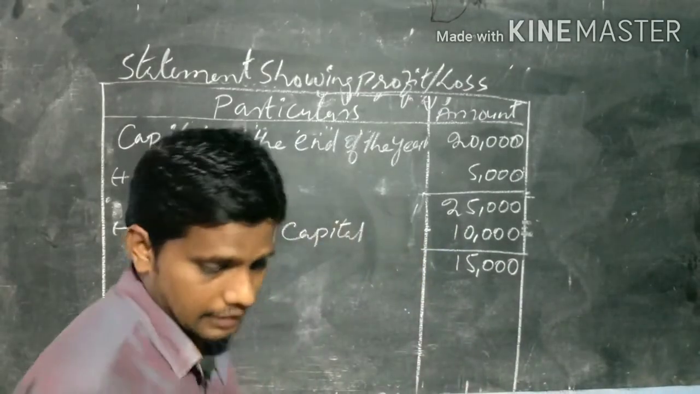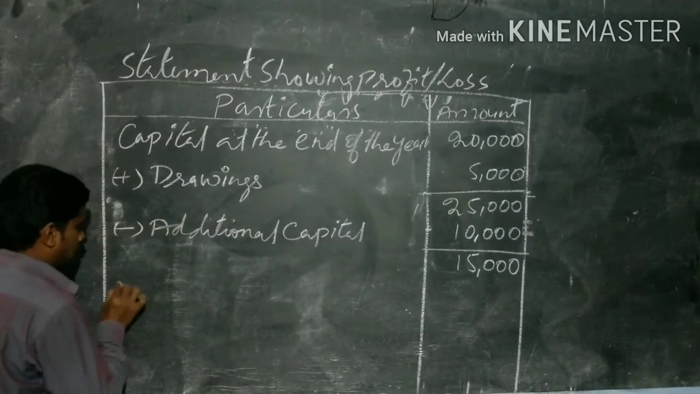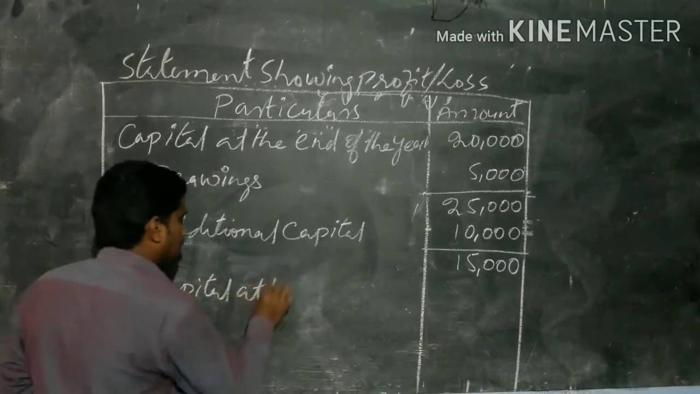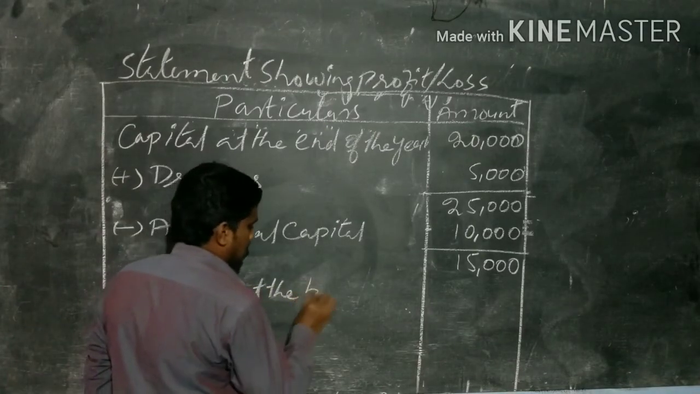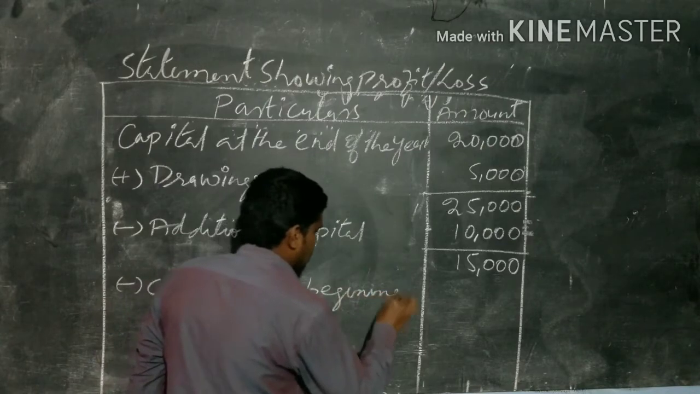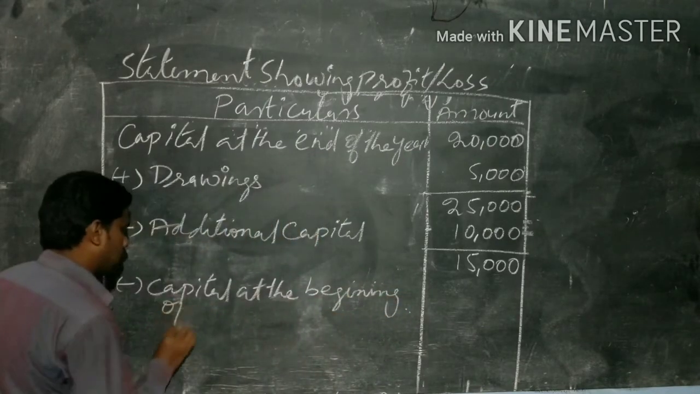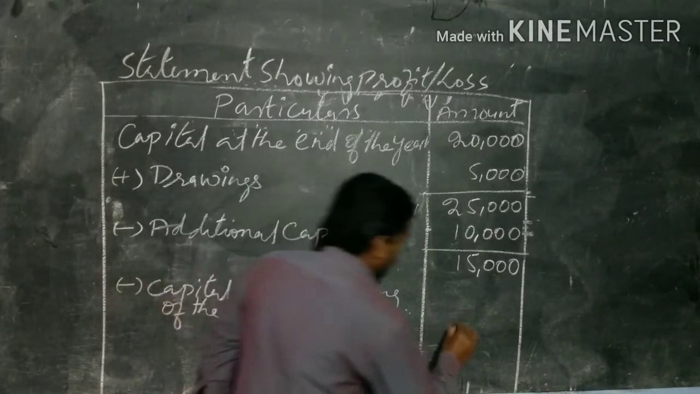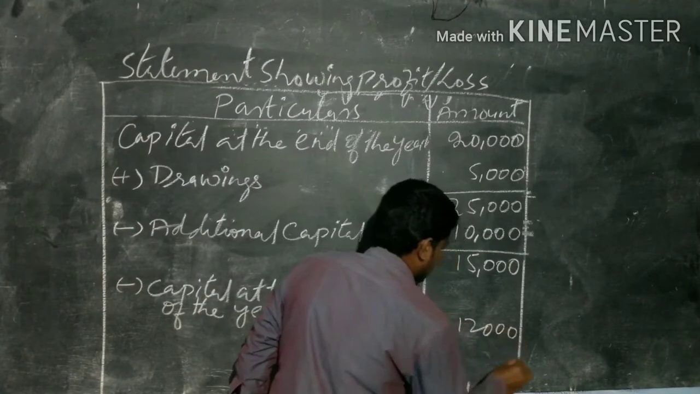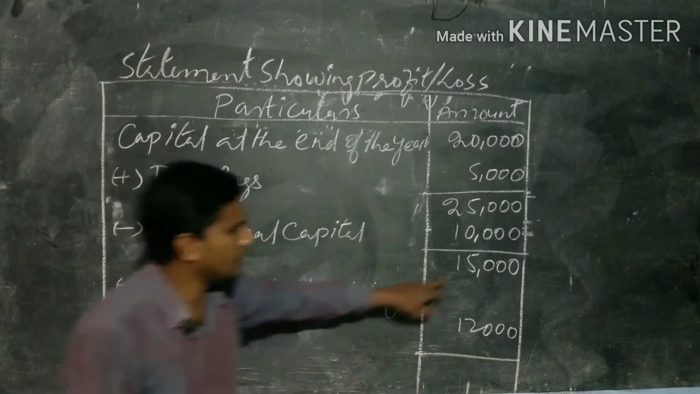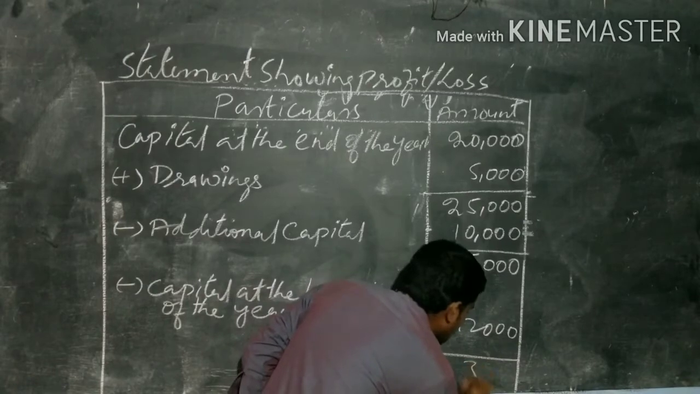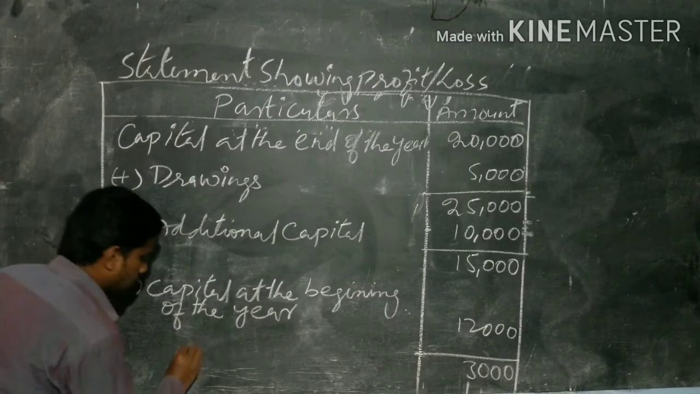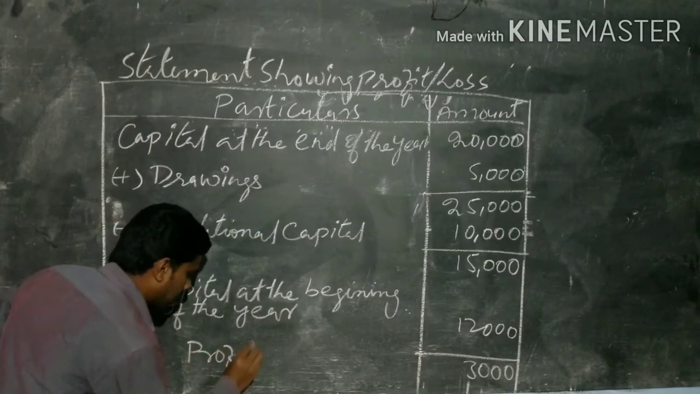At the last, minus capital at the beginning of the year, that is 12,000. So 15,000 minus 12,000 equals 3,000. As we have got a positive figure, it is profit.